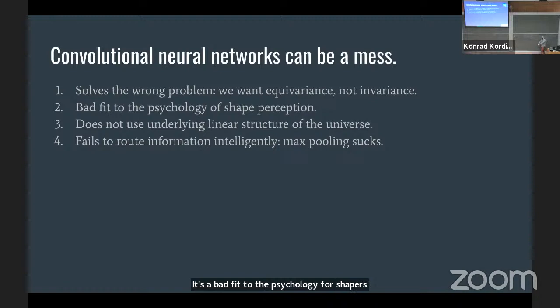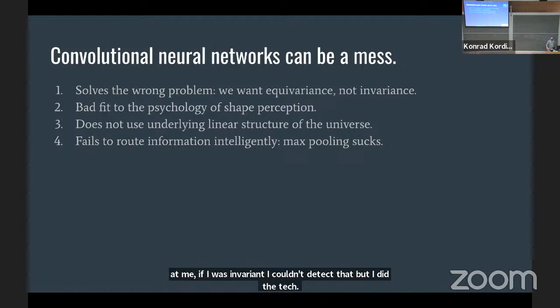It's a great question. What is equivariance? Invariance means that if I shift something, nothing happens. Equivariance means that if I shift things, the same thing happens to all of them. Do you have a better description? Everyone's frowning at me. If I was invariant, I couldn't detect that, but I did detect that. So I think you need concrete examples of it. Okay, that's great. So let's draw a concrete example.